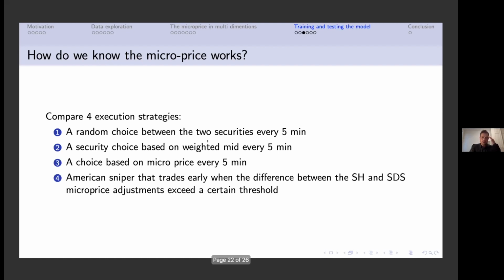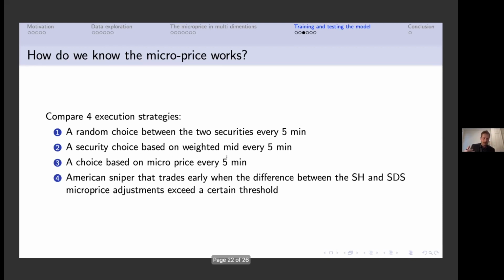The second one is that every 5 minutes, you make a choice of which of the 2 you should buy, and the choice is based on the weighted mid. So if the imbalance of asset SH is 0.9 and the imbalance of SDS is 0.7, you will buy SH. It's a slightly smarter algorithm.